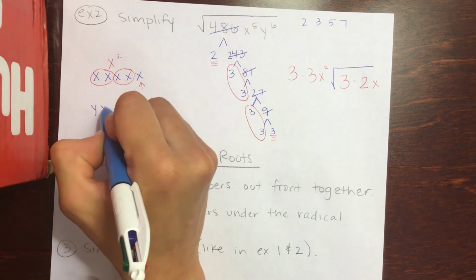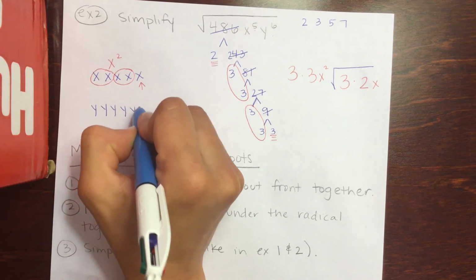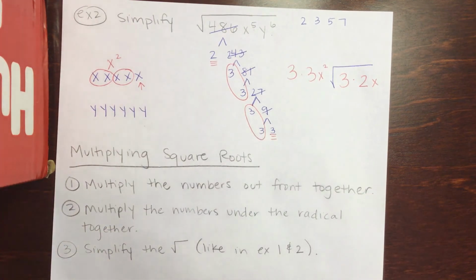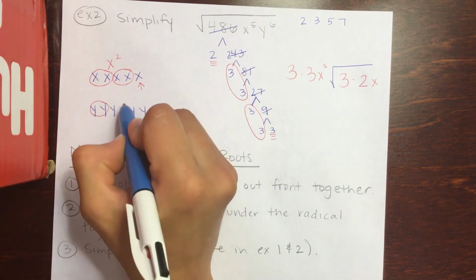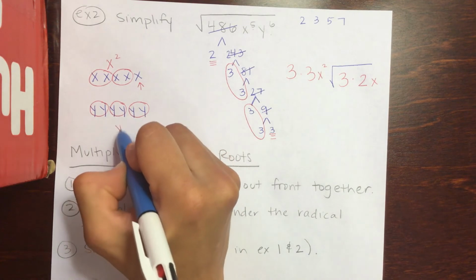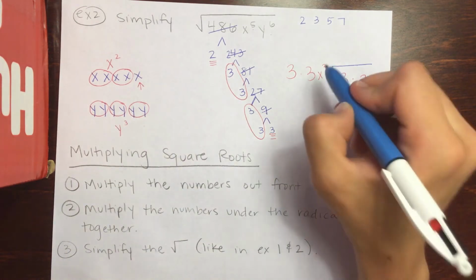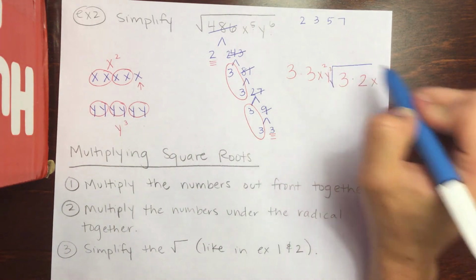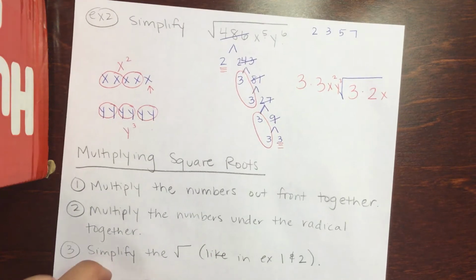Same idea for the y. It's y to the 6th power. So if I write out 6 y's and pair them up, I have 3 pairs, so that means y cubed comes out front. Ooh, I don't have a lot of space. And there aren't any single y's left to stay underneath.